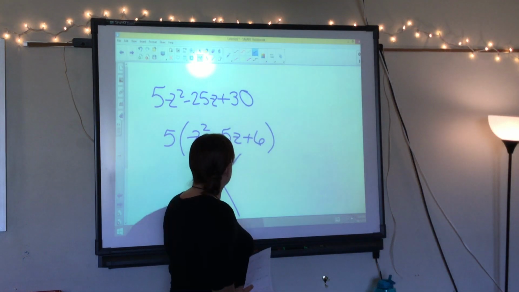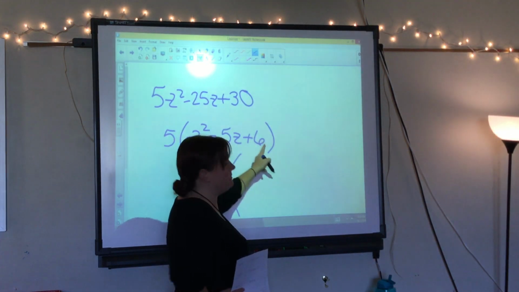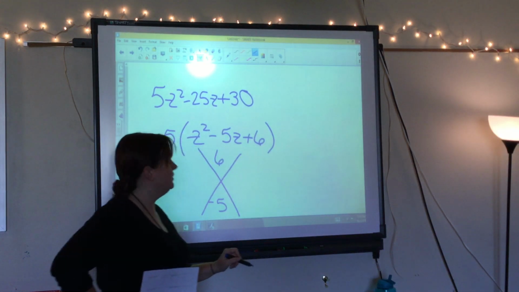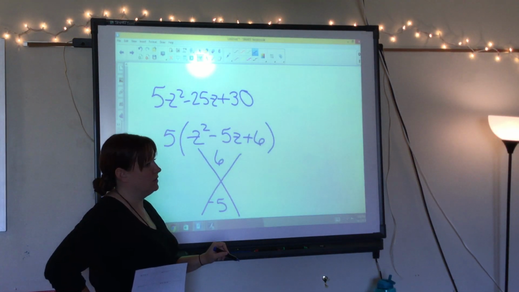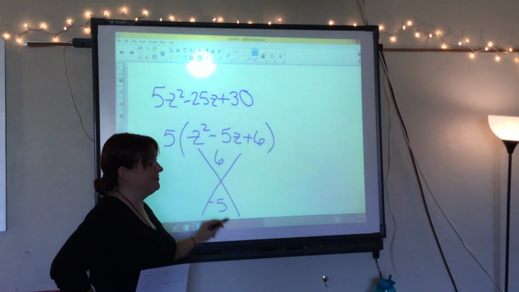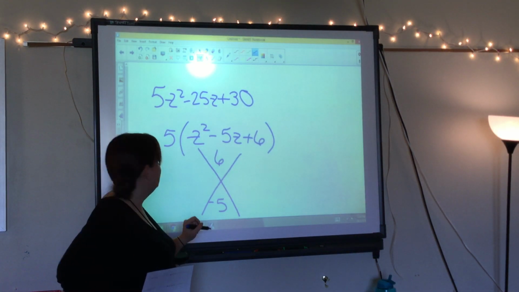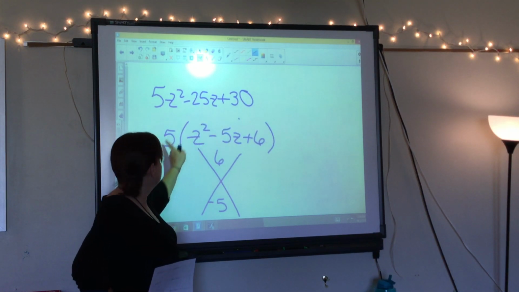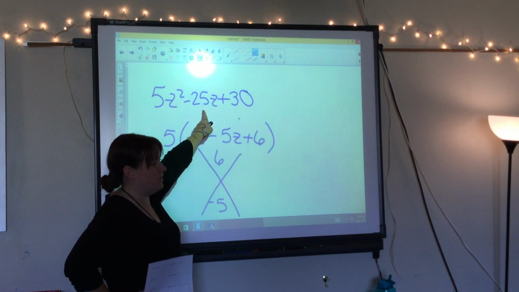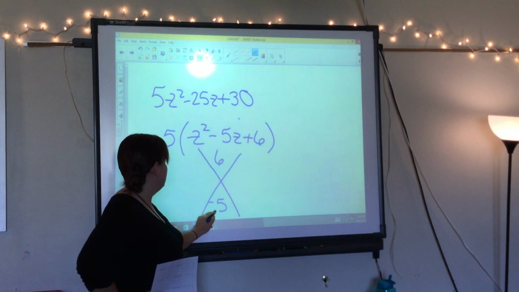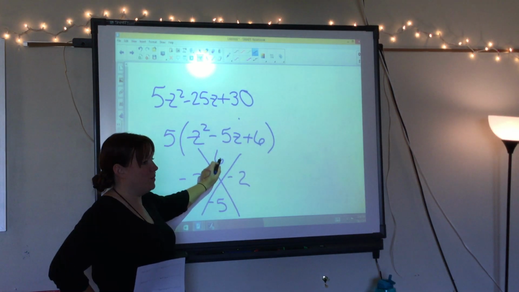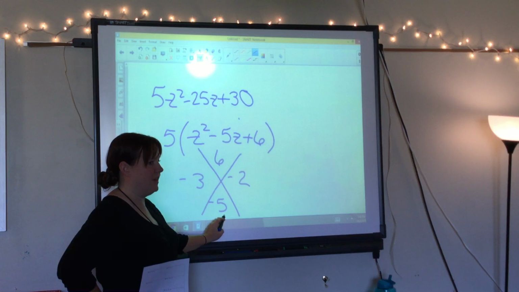So we have to multiply to a times c, which is 1 times 6. Now we have to add to -5. Why -5? Because I pulled a 5 out of each of these, and this was negative. Negative 3, negative 2. That adds to -5. So when they multiply, they're going to multiply to +6, and when they add, they're going to add to -5.